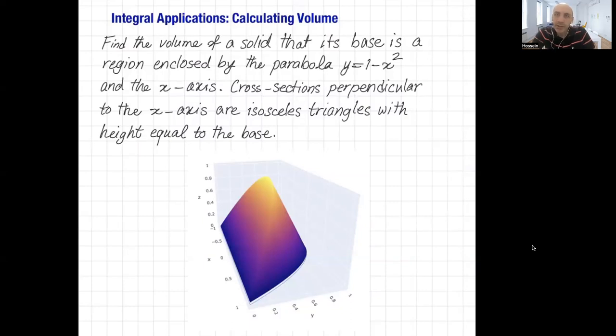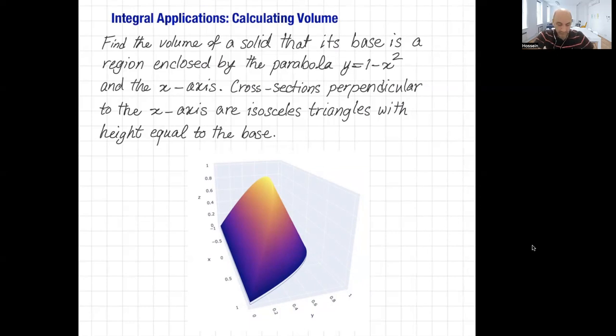The equation for the parabola is y equals 1 minus x squared, and the base is confined by this parabola and also the x-axis. And then the cross sections perpendicular to the x-axis are isosceles triangles with the height equal to the base. So the cross section means, if we cut a cross section like that, it is going to be an isosceles triangle like that. And in that triangle, the height is going to be equal to the base.